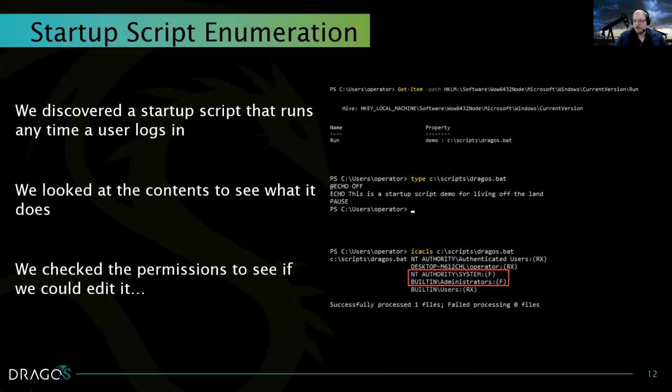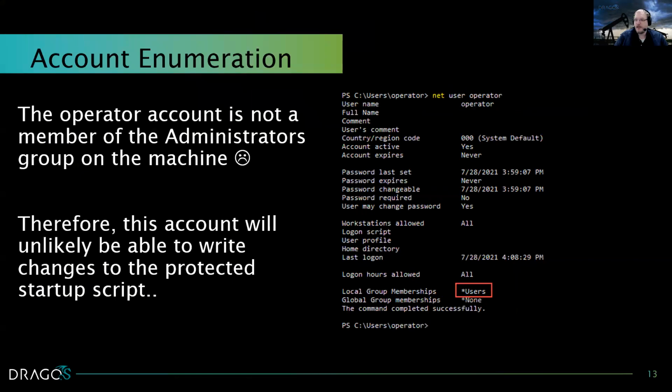to the administrators group, through using the net user command, we can see that the user is not a member of the administrator group. So therefore the account will unlikely be able to make changes to that script. I always like to do an extra, or just a second piece of verification, just in case there's something else running in the background to overwrite access control lists.